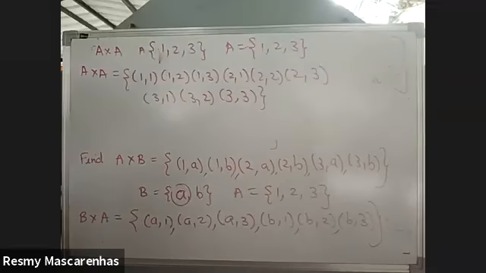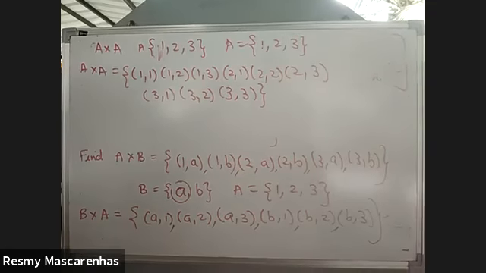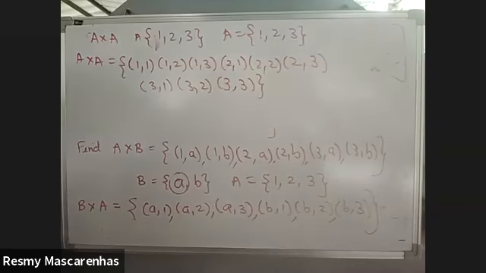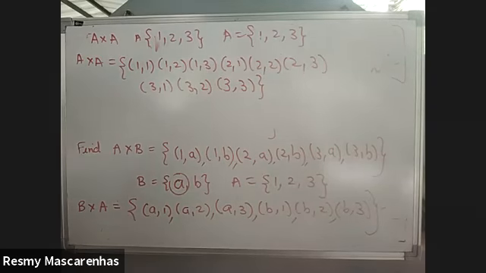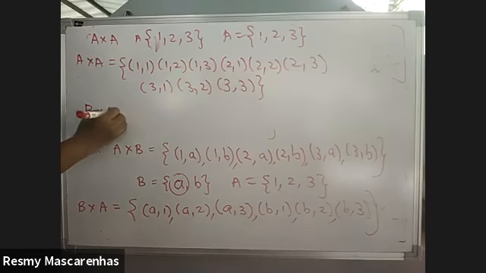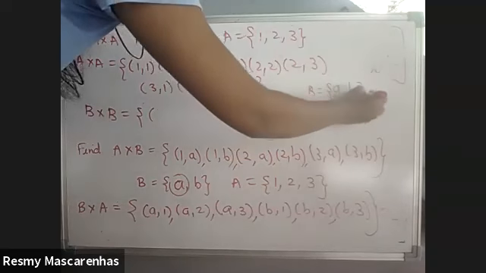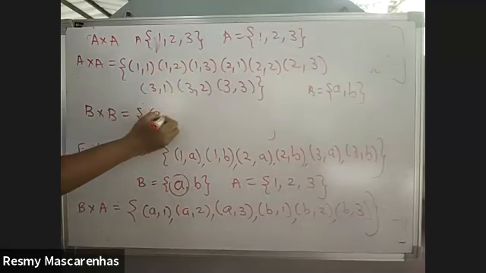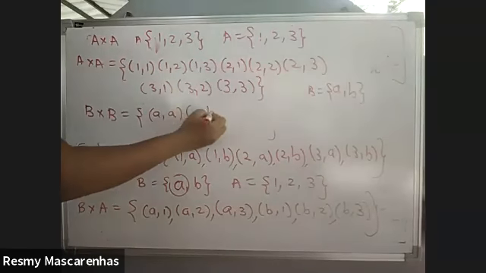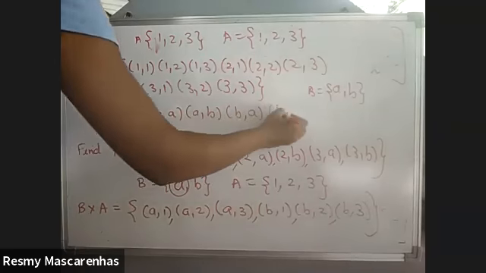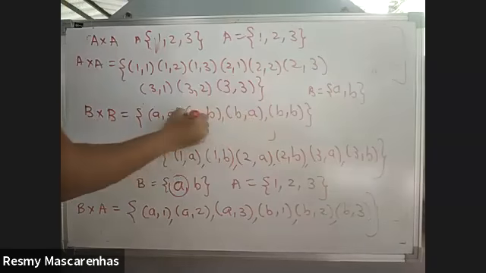So same way I'll find B cross B. For B cross B, we have to write B 2 times. So what will it be? I'll write here only. B was {a, b}. So with itself: (a, a), (a, b), then (b, a), and (b, b). So these will be the pairs.